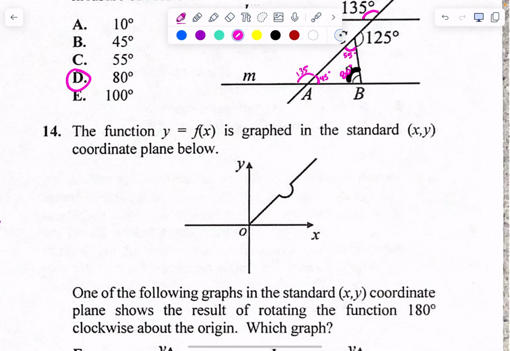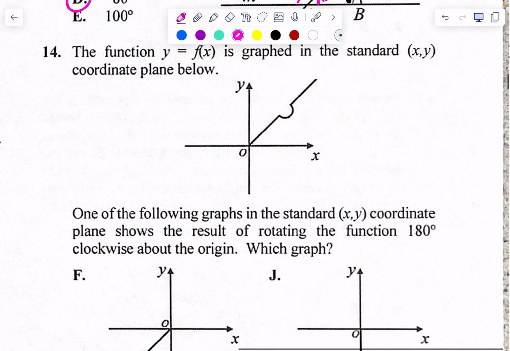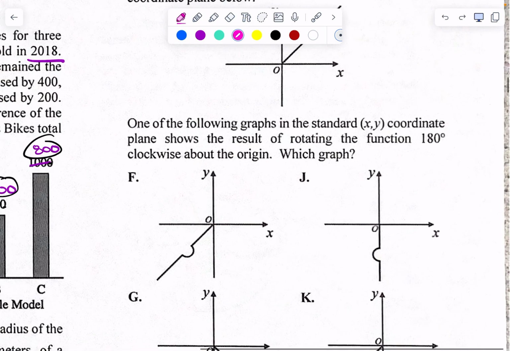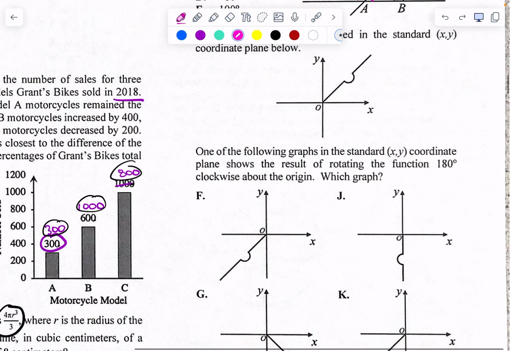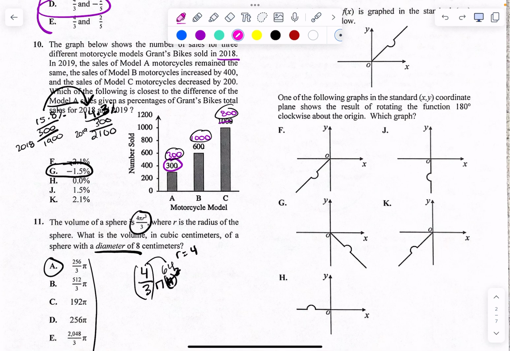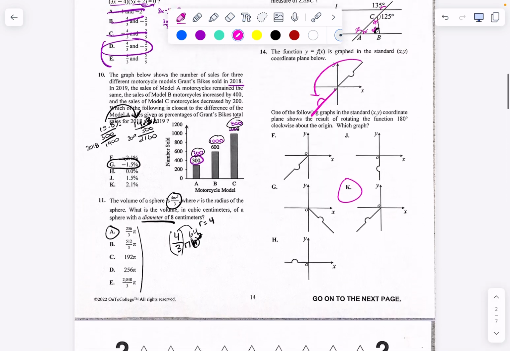Okay, the function y equals f of x is graphed in the standard coordinate plane, blah, blah, blah. That is disgusting. One of the following graphs in the standard coordinate plane shows the result of rotating the function 180 degrees clockwise about the origin. What's it going to look like? Okay, it's going to look like K. I believe you. 180 degrees is just half of a circle, so it'll be over this direction, but that hump will go like this. So K. Okay, that was not that bad. That took up a lot of space, though, for them to put all those graphs in there.